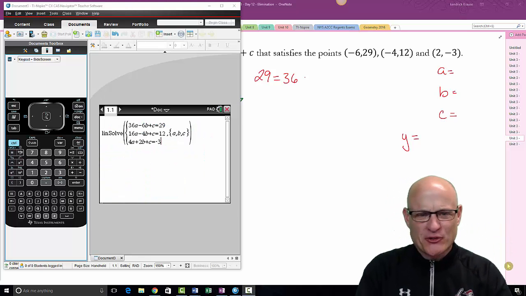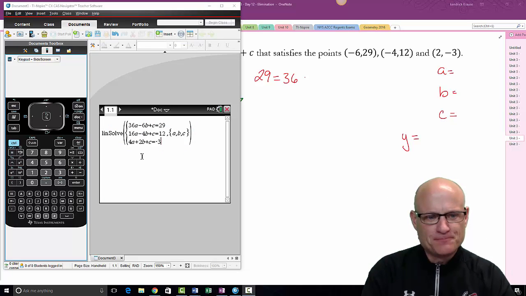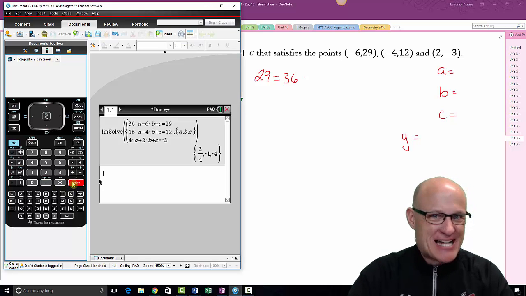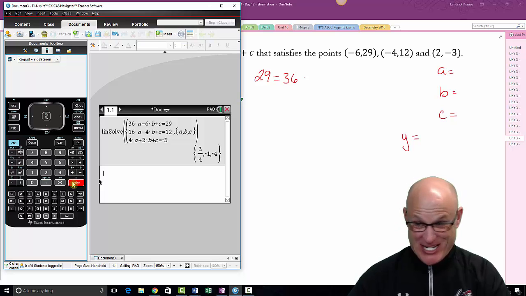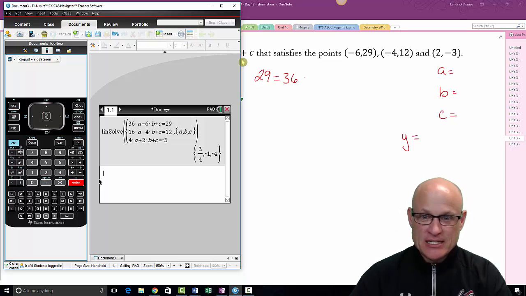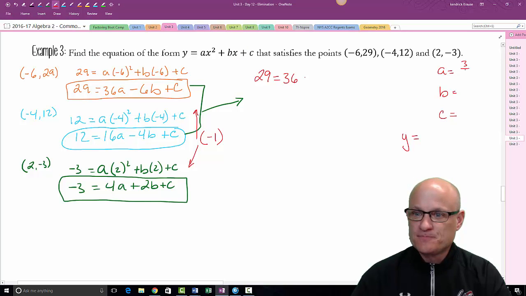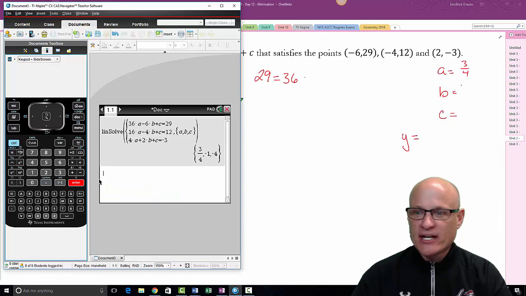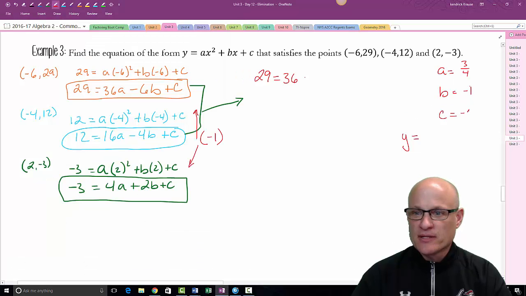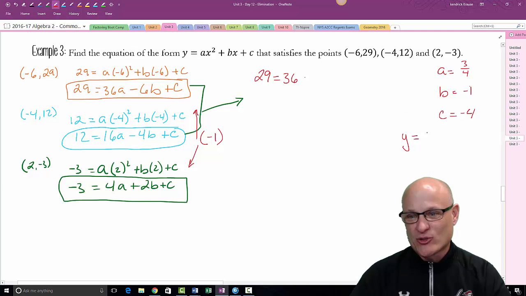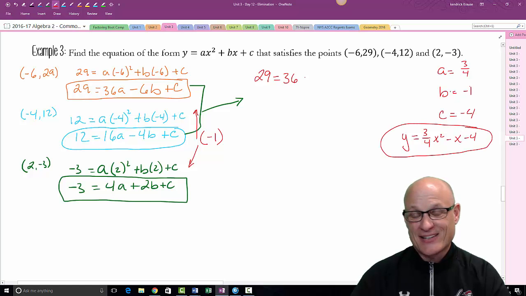While we were gone there for a second, I decided to type these three equations in so that we could save a little bit of time. Hit enter. Oh my gosh, it must be wrong. I have a fraction. I don't want a fraction. That's terrible. All right, let's see what we got. A is 3/4. B is negative 1. And C is negative 4. Now, if this is correct, then my answer is 3/4 x squared minus x minus 4.